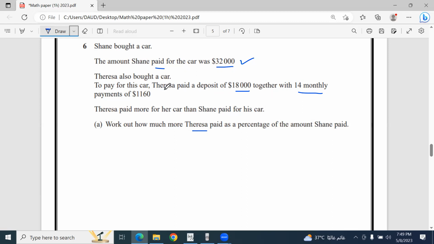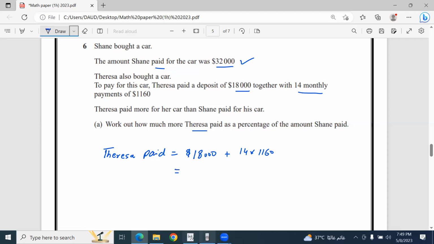First, we will figure out what is the value or amount Teresa paid for the car. For Shani, we know directly, which is $32,000. So we will work for Teresa. Teresa paid, if I say first deposit money, she paid 18,000 plus 14 months. For every month, she paid 1160.